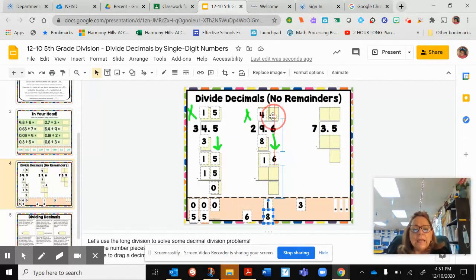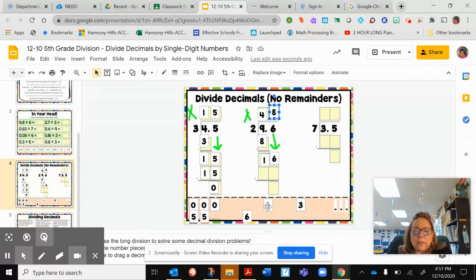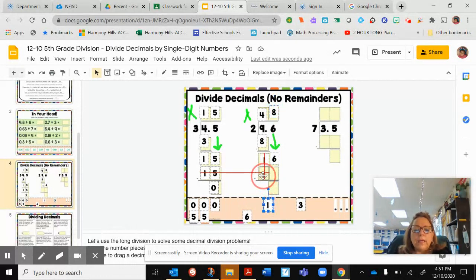Absolutely, it's 8. And I did forget to do something over here again. We're going to get right back to that. 8 times 2 equals 16. I'm going to bring my 1 and bring up my 6. And I subtract that out, and it is 0.